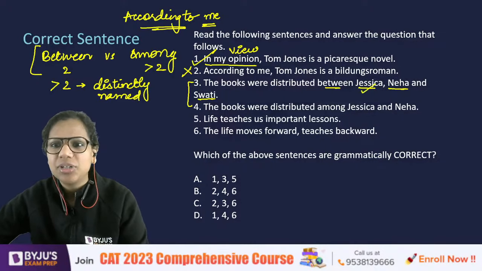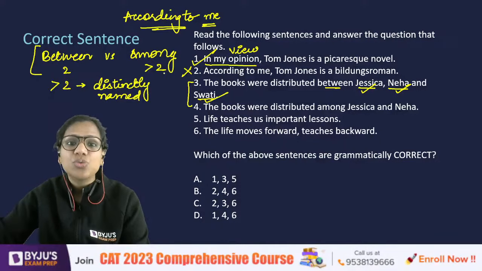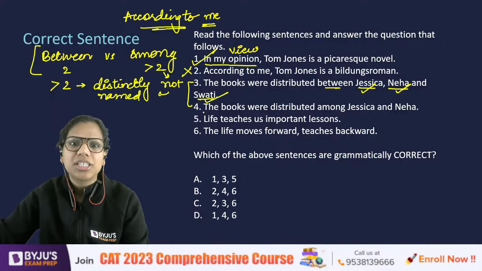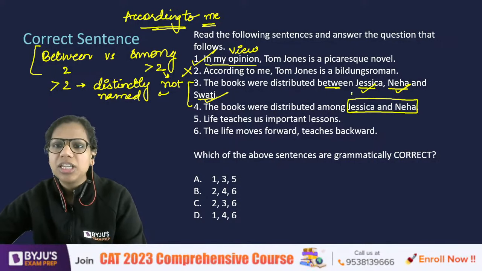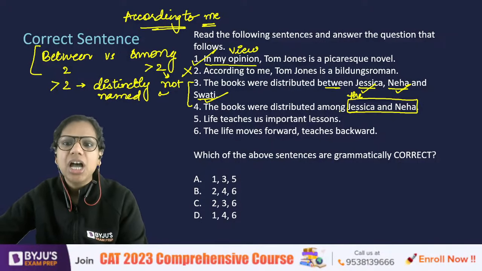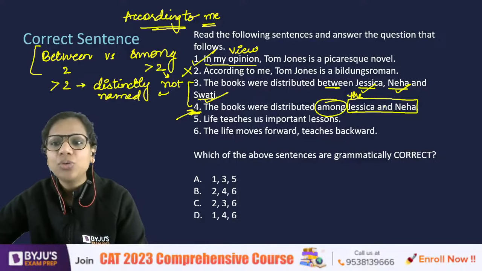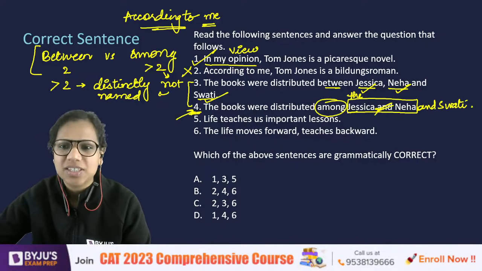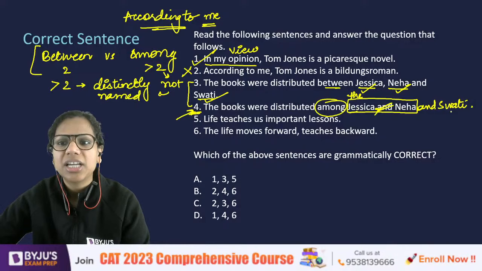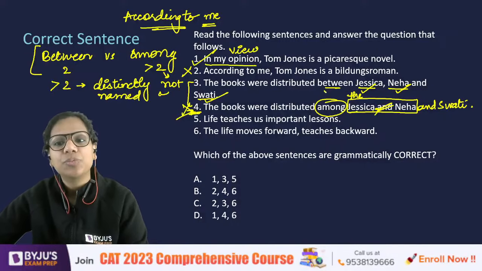So we can see here that they have been distinctly named: Jessica, Neha, and Swati. And among is used when they are not distinctly named. So if I wrote, the books were distributed among the three girls, first of all, this is absolutely incorrect. Among can never be used when there are just two parties. It is absolutely incorrect in this case. You don't even need to think twice about it. If this sentence were, the books were distributed among Jessica, Neha, and Swati, even this is incorrect, because I have distinctly named these three parties, it should be between only.